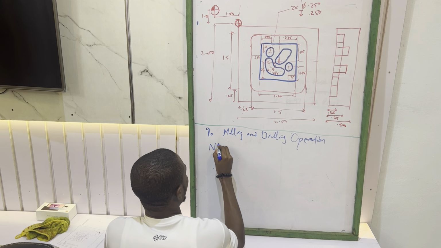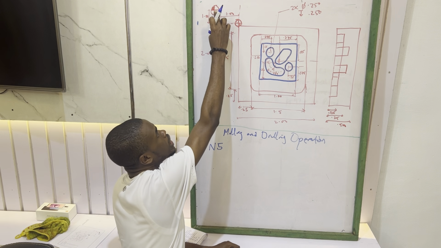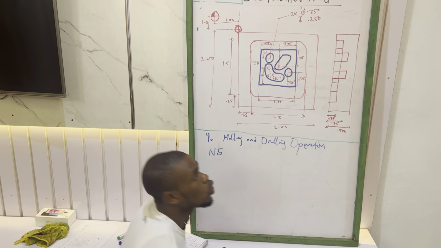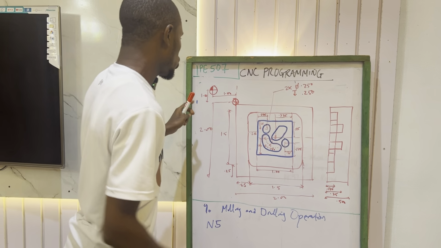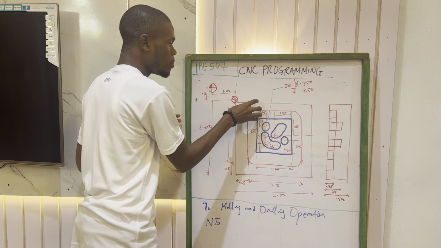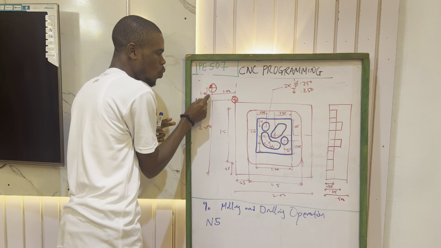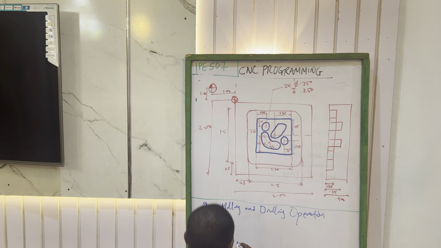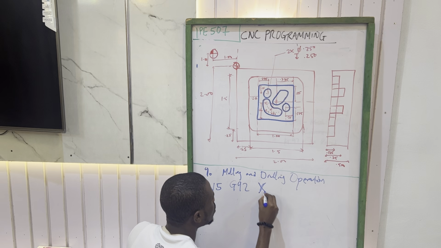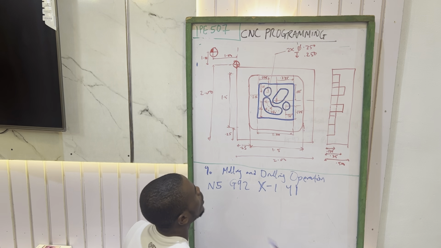So your first operation goes thus. Let's say we're starting with N5. The first thing you want to do is to bring your cutting tool from this point to this point. I told you to imagine it as though your material is moving towards this point. Your workpiece moves towards the x-axis by negative and towards the y-axis by positive. So that will give us N5 equals G92, X minus 1, Y 1.